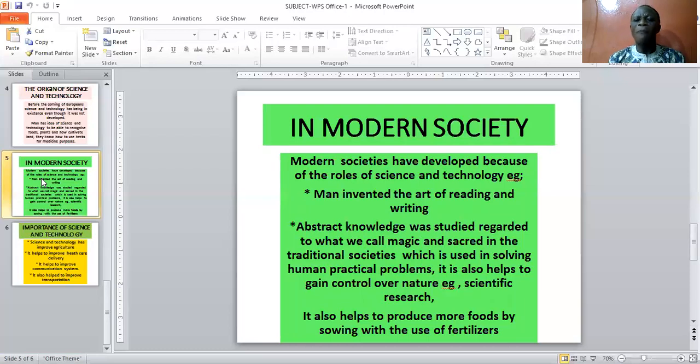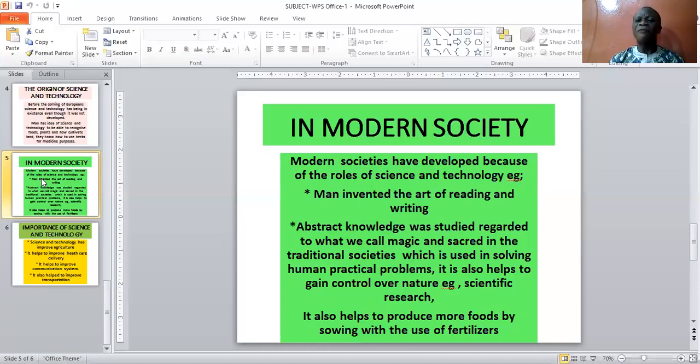Our forefathers had been in existence for thousands of years before the coming of these white people who brought civilization to them in Africa. When we are talking about abstract knowledge, which was regarded as magic, some people don't think it is magic. It is not magic.